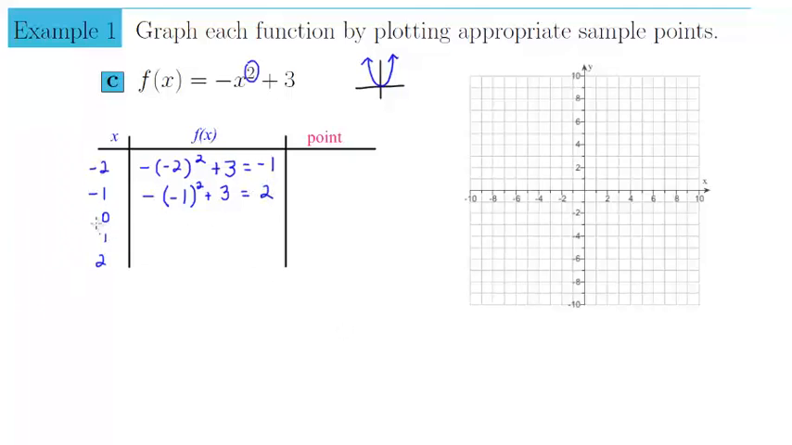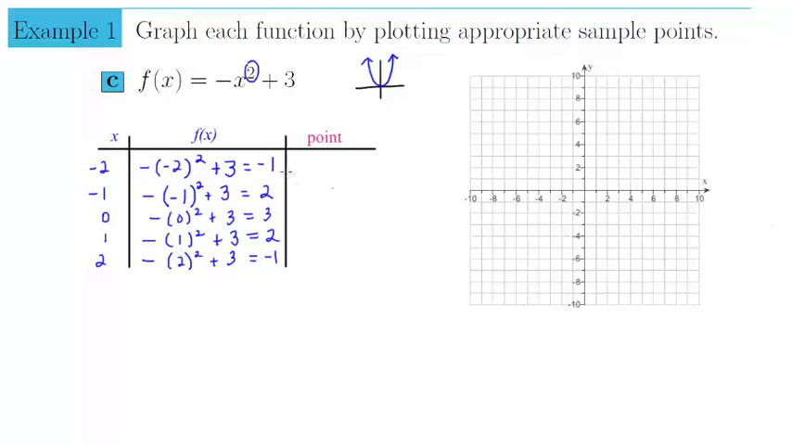And we keep going in a similar fashion, plugging in our x values to the function. So there's our remaining y values. When you plug in 0, you get 3. When you plug in 1, you get 2. And when you plug in 2, you get -1 again. Right? Hopefully you guys caught on here that this negative outside gets applied after you square. Okay, this negative does not get affected by this squaring.